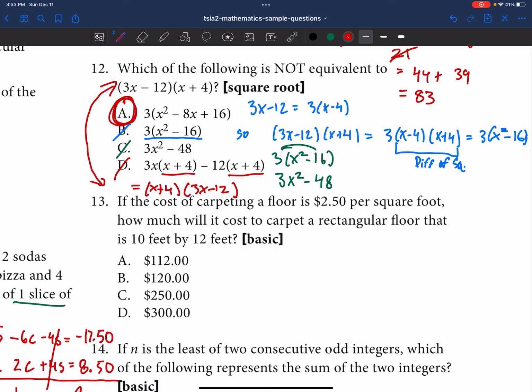That was kind of tricky. You have to use a lot of factoring and distribution techniques to eliminate your answer choices. I'm sure you could multiply. Another way to verify it probably is if you distributed this one and you distributed this one, you would see that those results are not the same. Okay?